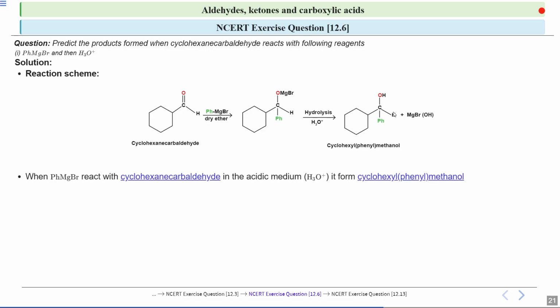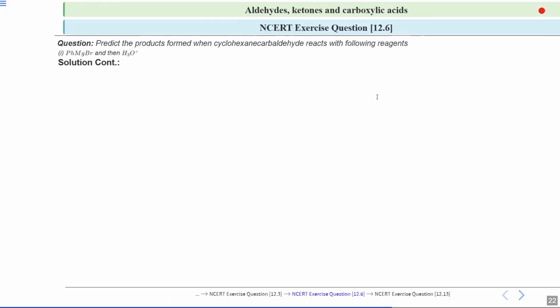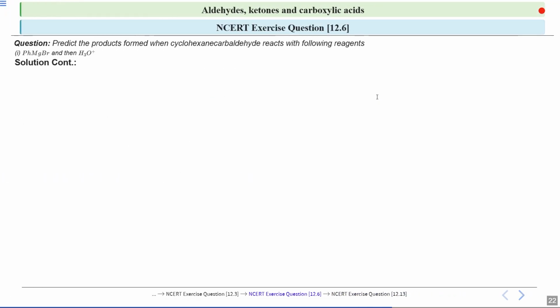So the product, finally, is cyclohexyl phenyl methanol. This means that the phenyl group has attached to the carbon that was originally part of the aldehyde group, and now that carbon is bonded to an OH group, which makes it an alcohol. We will now see the mechanism of how this reaction happens.